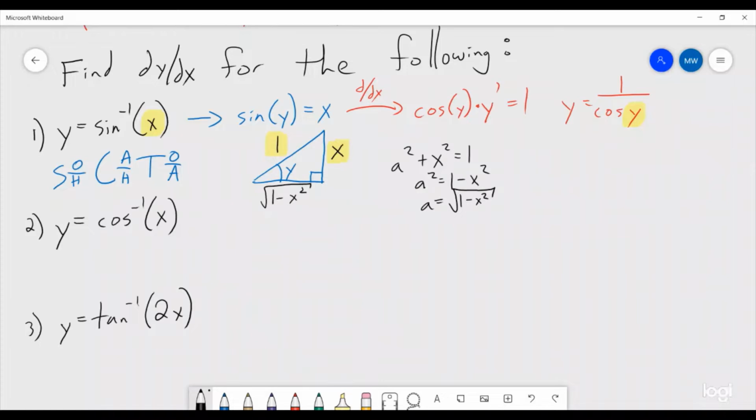And so now, what's cosine of y? Well, cosine, that's adjacent over hypotenuse. That's going to be the square root of 1 minus x squared over 1. So cosine of y is then the square root of 1 minus x squared. So y prime, whoops, I forgot a prime here. So that means that this y prime is going to be 1 over the square root of 1 minus x squared. So that's how we would be able to find that one. So if you weren't able to figure these out first, pause the video and try and do the second and third ones on your own.